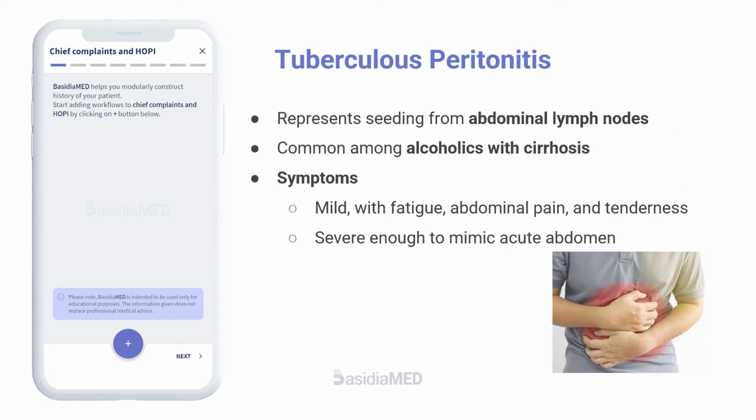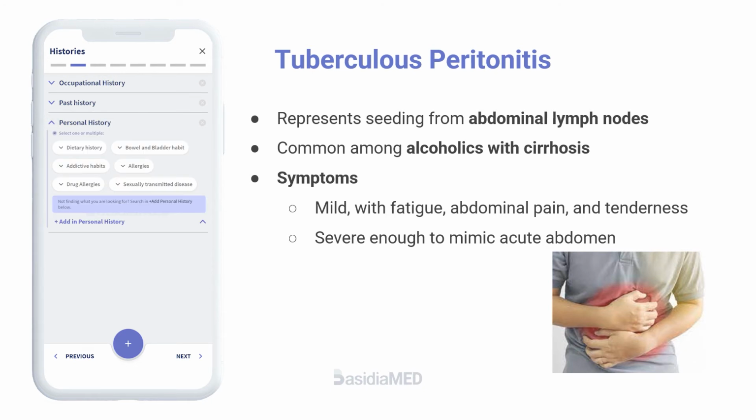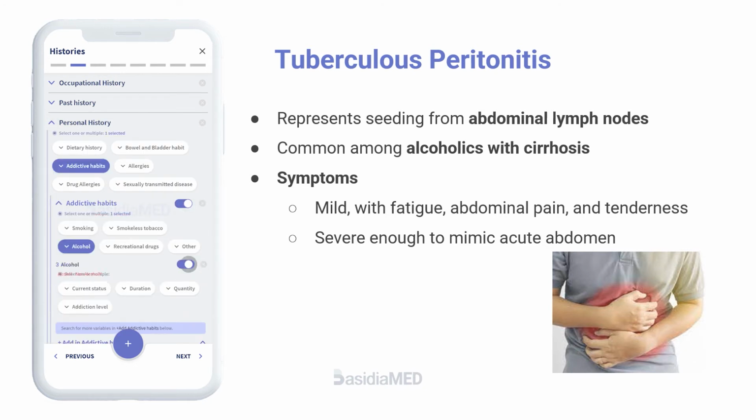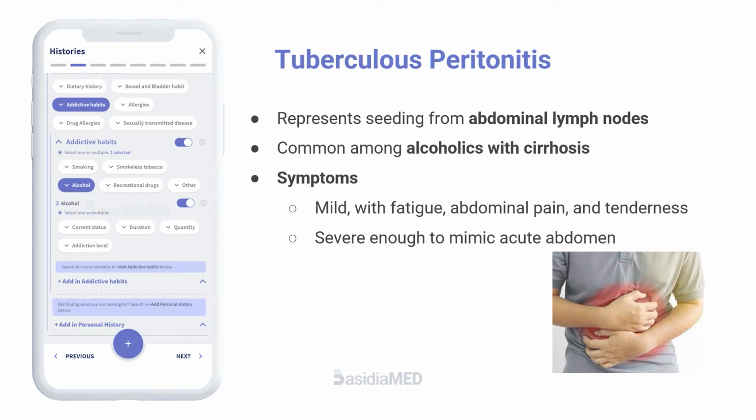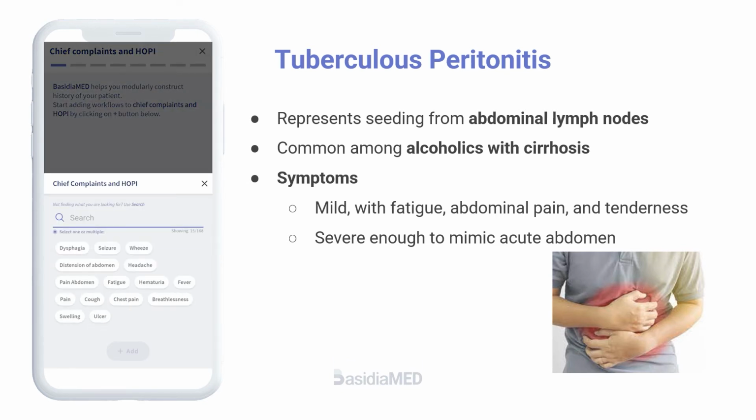Tuberculous peritonitis. Peritoneal infection represents seeding from abdominal lymph nodes. It is common among alcoholics with cirrhosis. Symptoms may be mild, with fatigue, abdominal pain, and tenderness, or severe enough to mimic acute abdomen.